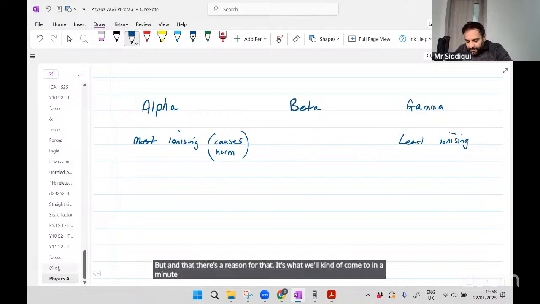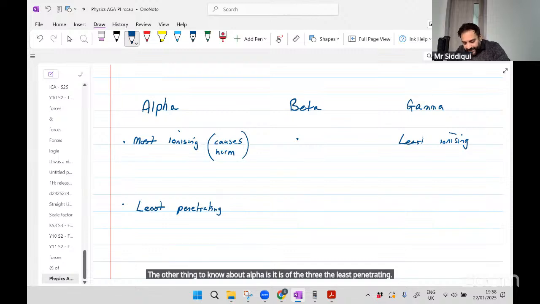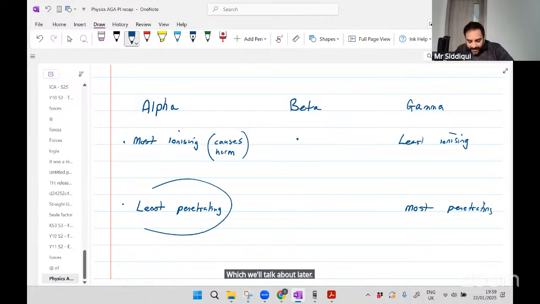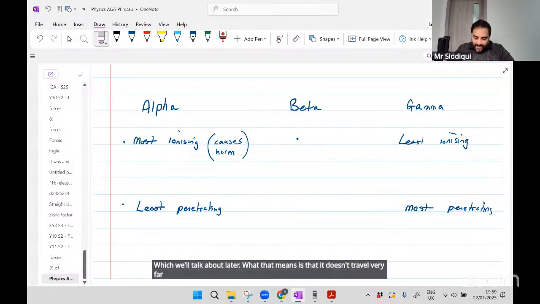So beta is kind of in the middle of those two, so it's moderately ionizing. It's sort of in the middle. The other thing to know about alpha is it is, of the three, the least penetrating, whereas gamma is the most penetrating, and once again, beta is sort of in the middle, which we'll talk about later. What that means is that it doesn't travel very far and it can't get through materials.